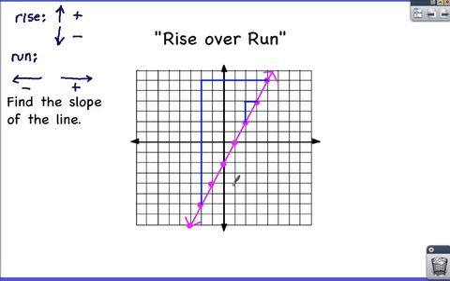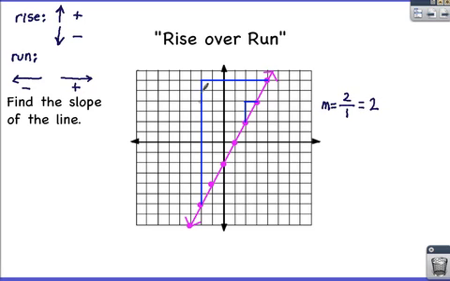So to find the slope of this line, let's start with these 2 points right here. I can rise 2 points and run 1 point. So my slope, which we use the variable m to describe, is 2 over 1, or 2.